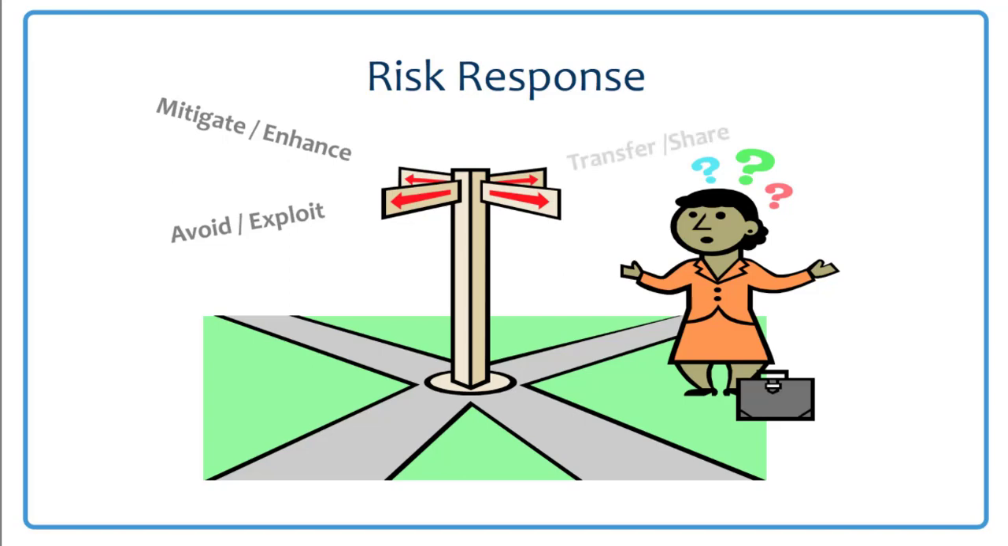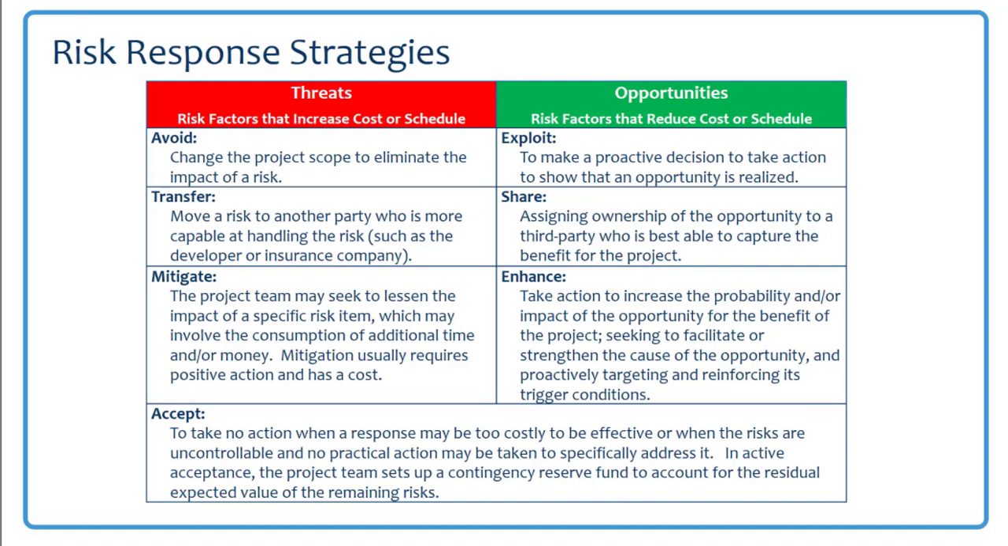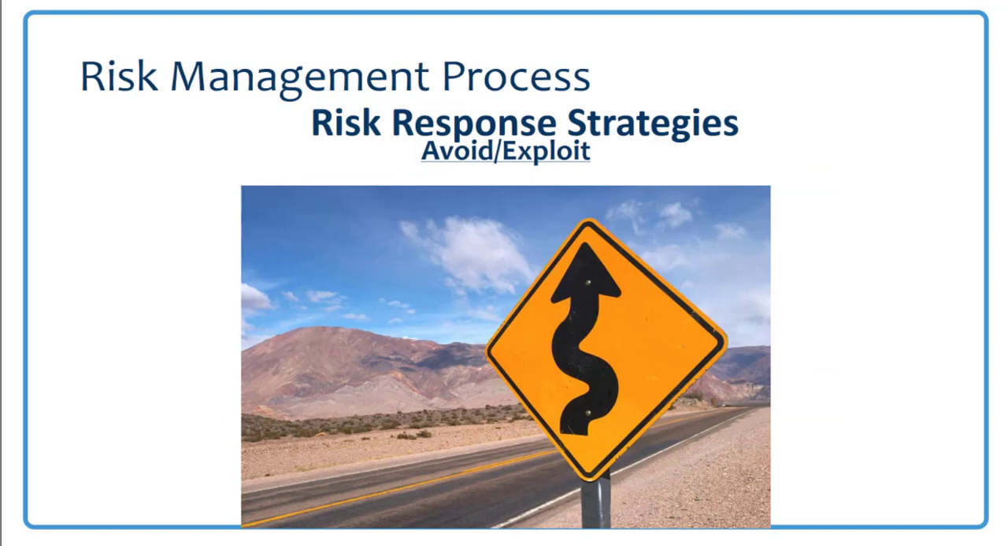And there's 4 different methods of risk response. Actually, there's 4 for threats and there's 4 for opportunities. For threats, you can either avoid the risk, mitigate it, transfer it, or accept it. And if it's an opportunity, you can exploit the opportunity, enhance it, share it, or accept it as well. And we're going to talk about these one at a time.